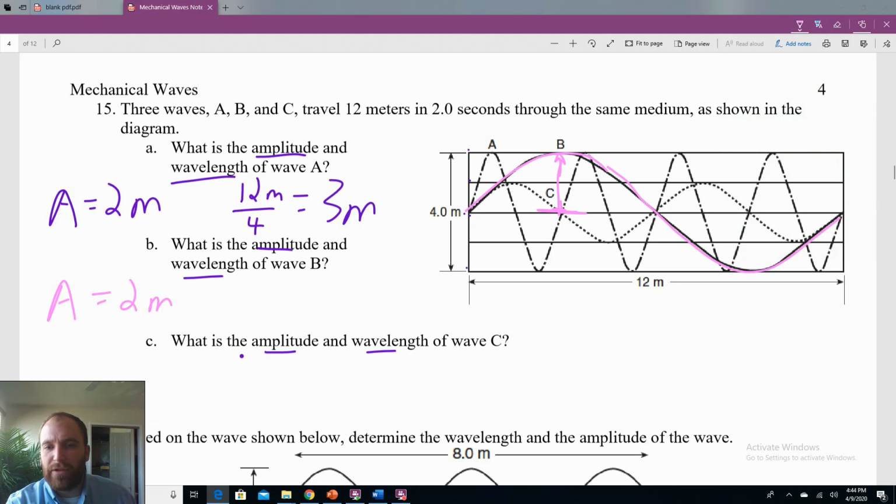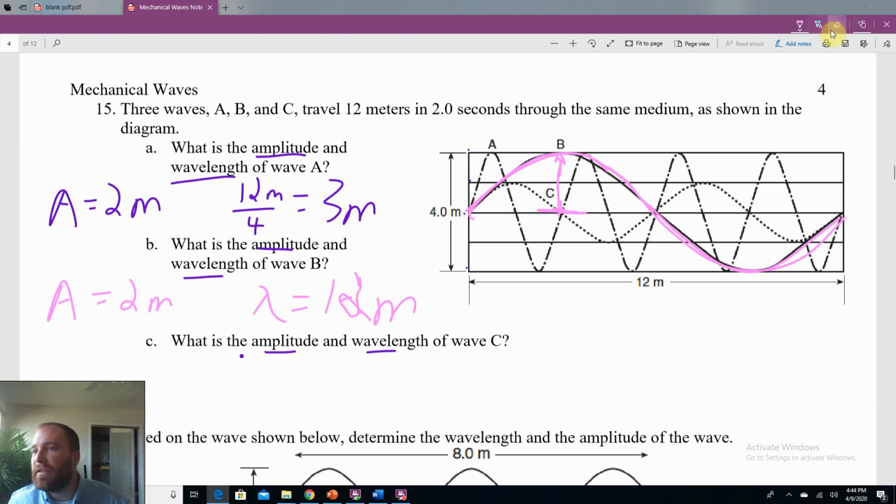Wavelength, though, should be different here, because B looks like it's a lot more stretched out. Let's just trace out one complete wave here. From the start, we go all the way up, all the way down, back to where we started. It looks like this is only one wave, so it has a length of 12 meters. Remember, lambda is wavelength. I'm calling it 12 meters.